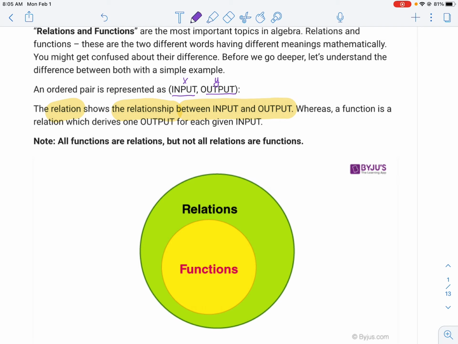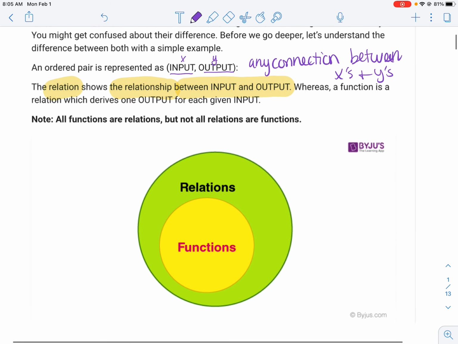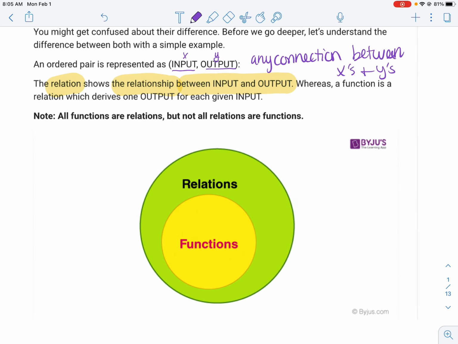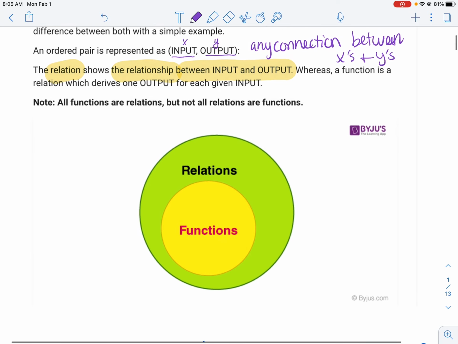So any relationship, any connection between x's and y's, I spelled between wrong, or between inputs and outputs, we can say, will represent a relation. So when we talk about relations, that's sort of a bigger subset. And functions are a subset of the relations, okay? So anything that has a relationship with x and y can be a relation, but only some things can be a function, all right?